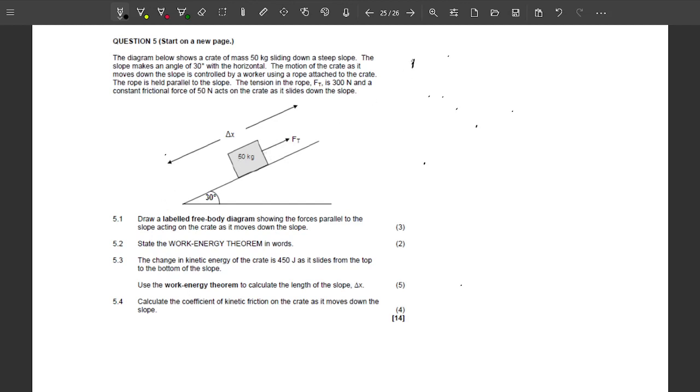So for that first question, to draw the free body diagram, we'll have our dot there, and there's a force already provided, which is our dear friend tension. Then we have friction: because the object is moving down the slope, the friction won't be here but here, so we have our F_F right there. And going down the slope is where we have our F_G parallel, which is responsible for taking this crate down the slope. Easy. For the next one, they're saying state the work energy theorem in words.